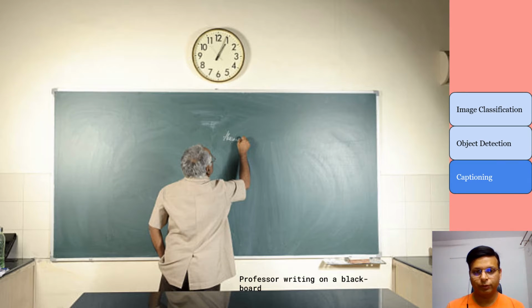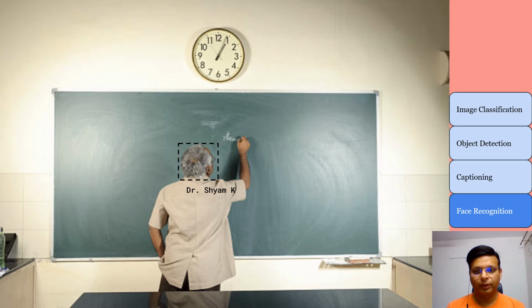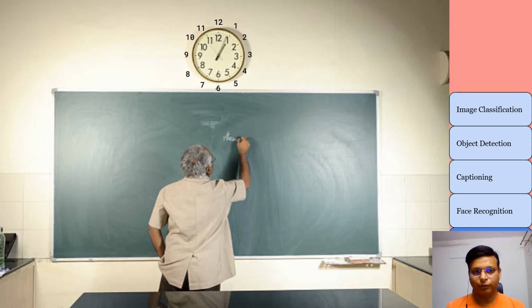If the question is of captioning, then the answer could be as simple as professor writing on a blackboard. If the question is of face recognition, then the answer is identifying the name of the person represented in the image. If the question is of optical character recognition, then the answer could be identifying if there are any digits or numerals or characters in the image and identifying what they represent.